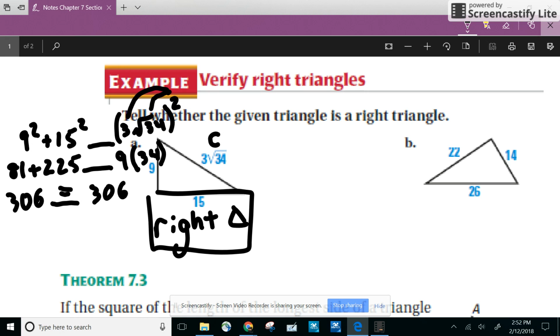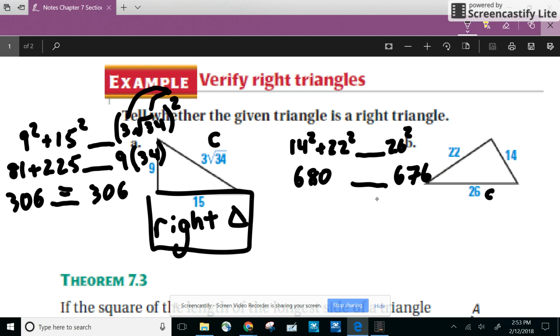Let's look at B. So the longest side there is the 26. That's our C. So I'll take 14 squared plus 22 squared, and I'm going to compare that to 26 squared. I'm just going to do 14 squared plus 22 squared all at once and get a total of 680. 26 squared is 676. So 680 is not equal to 676. Therefore, that is not a right triangle.